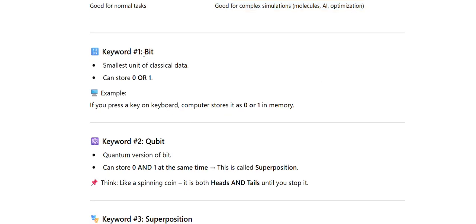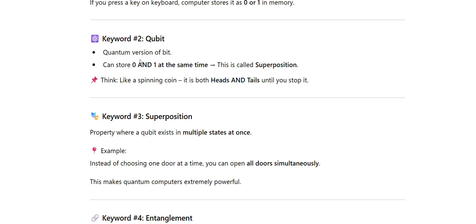You want to understand that a bit is the smallest unit of classical data, it's 0 or 1. But a qubit can store 0 and 1 at the same time. This state of storing 0 and 1 at the same time is called superposition. It is basically like spinning a coin, both heads and tails until you stop it.